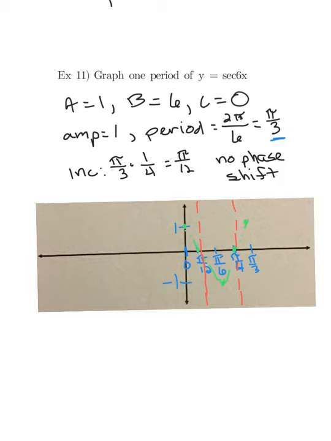On the left end at 1, we're going to start at 1 and open up. At pi over 6, we're going to start at -1 and open down. And then at pi over 3, we're going to start at 1 and open up, going towards the asymptote on that. And now we have our graph of y equals the secant of 6x.